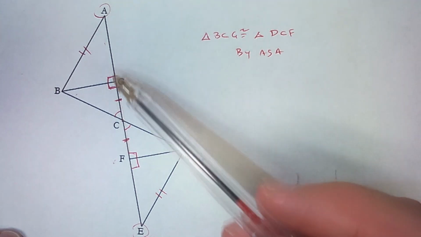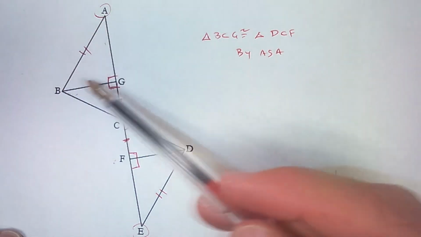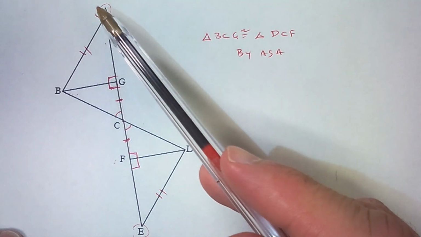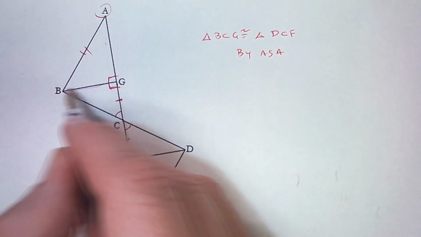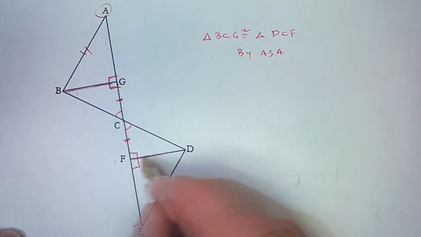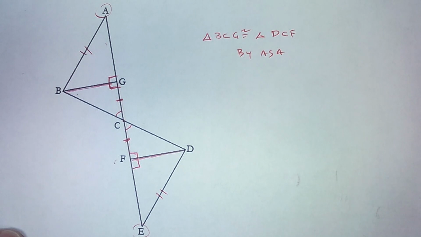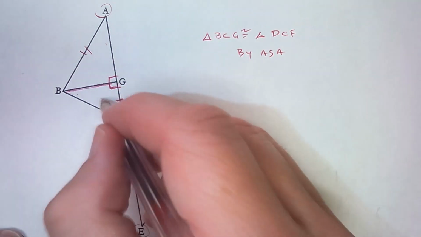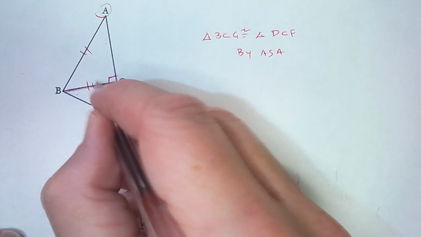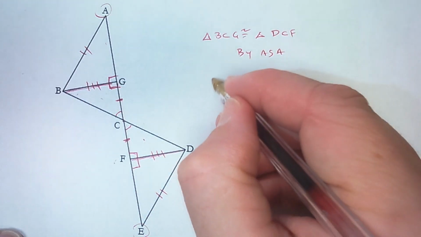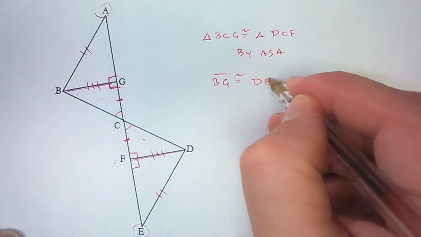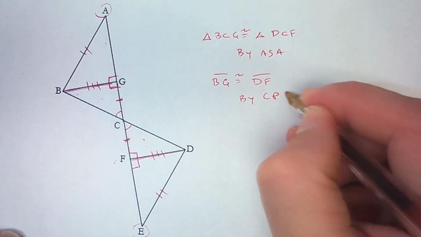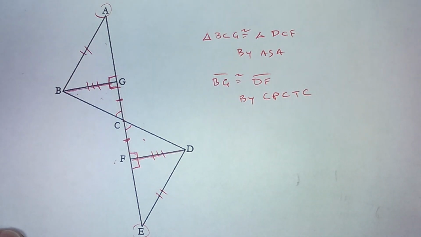Now I want to work my way out to where I can get these top and bottom triangles congruent, so I can say that angle A and angle E are congruent. To do that, I could say that BG and DF are congruent because they are corresponding parts of these two congruent triangles. So segment BG is congruent to segment DF because corresponding parts of congruent triangles are congruent.